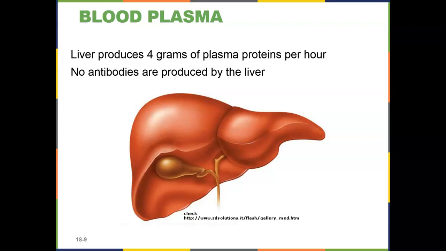And then we have antibodies. Antibodies are not produced by the liver. Antibodies are produced by B lymphocytes. B lymphocytes are part of our immune system, which we'll talk about when we get into the lymphatic system, which I believe is chapter 21, okay?